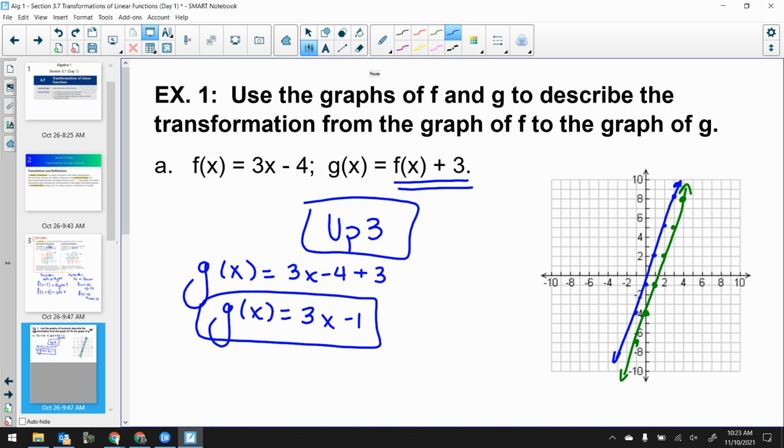Yeah. I know the steepness might throw you off a little bit, but I would ask you to take a look at the y-intercepts. Did that go up 3 units? Yes.